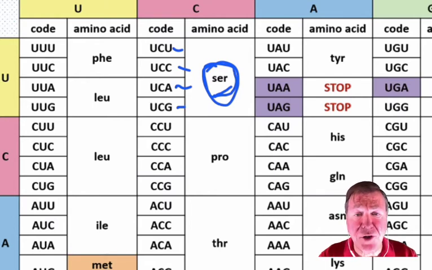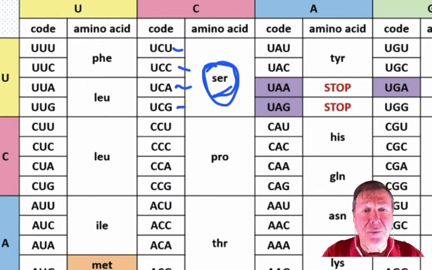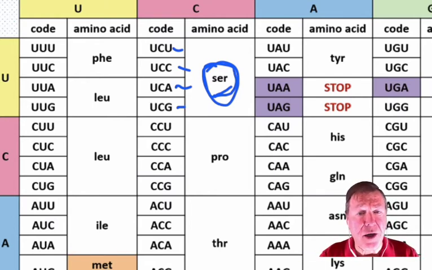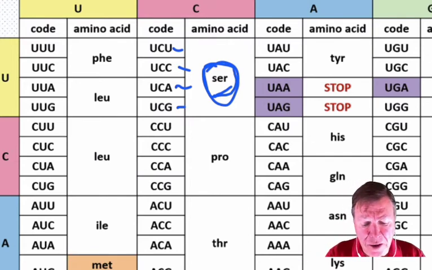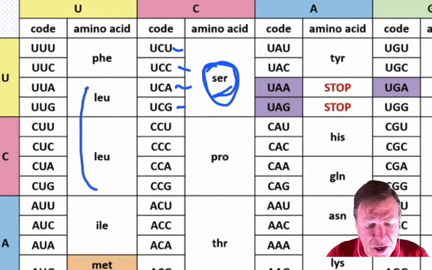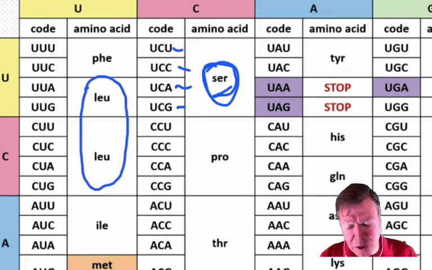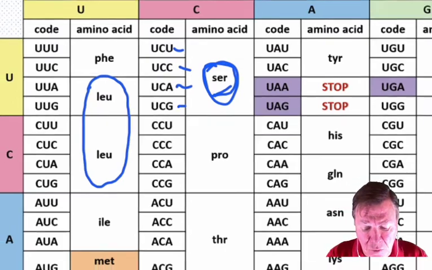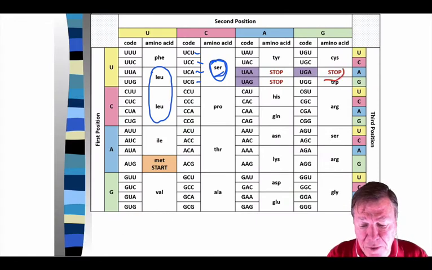What I'm trying to point out to you here is that more than one codon can code for an amino acid. For instance, you have leucine over here, and you can see there are actually 6 codons that code for leucine. Now, you might be wondering what this stop is over here, or what the start is.